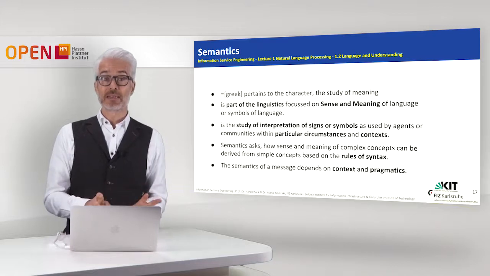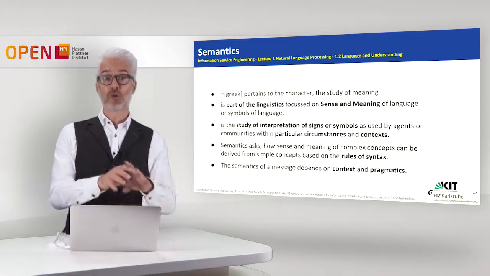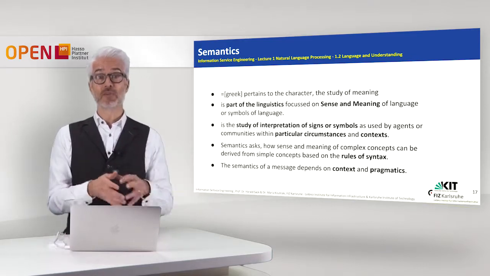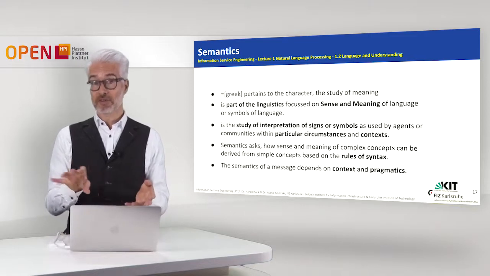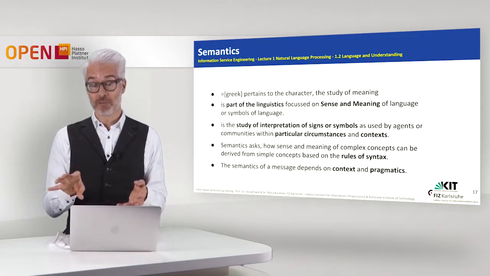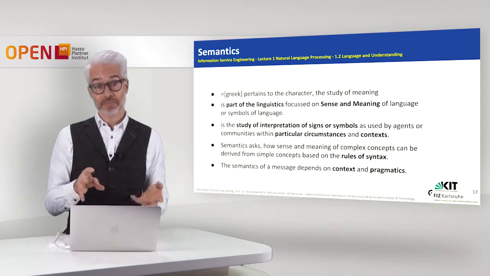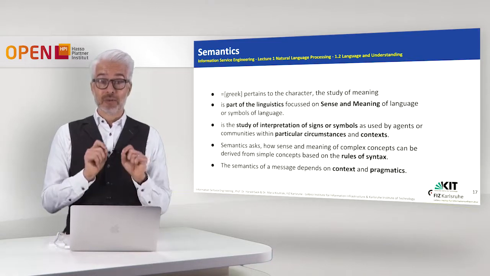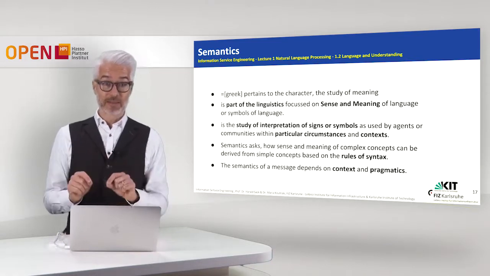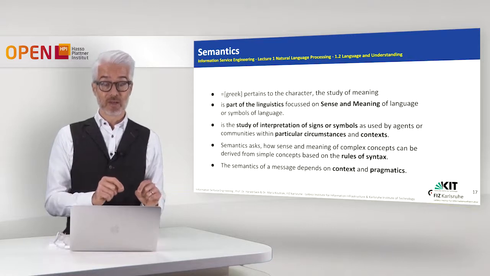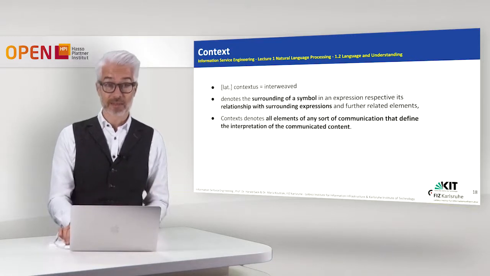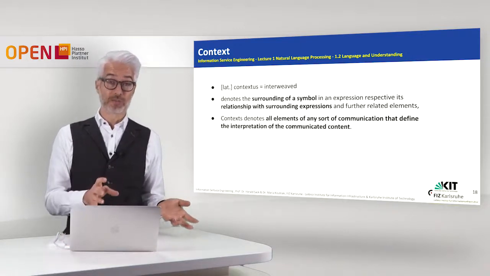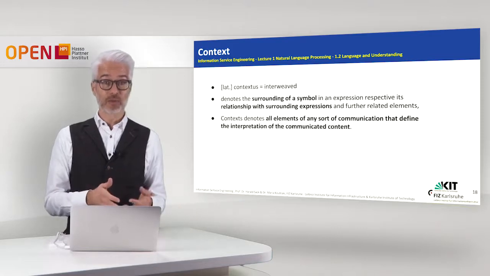Usually semantics asks how sense and meaning of complex concepts can be derived from simple concepts based on a set of rules. And the funny thing in semantics is that these rules are syntactic rules, which are then applied. But to get semantics right, you need to look at context and pragmatics. This means the semantics of a message depends on context and pragmatics. First, have a look at the context. Context is a word which comes from Latin; contextus means interwoven.